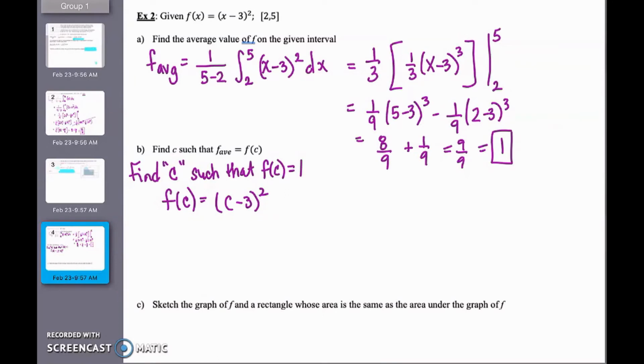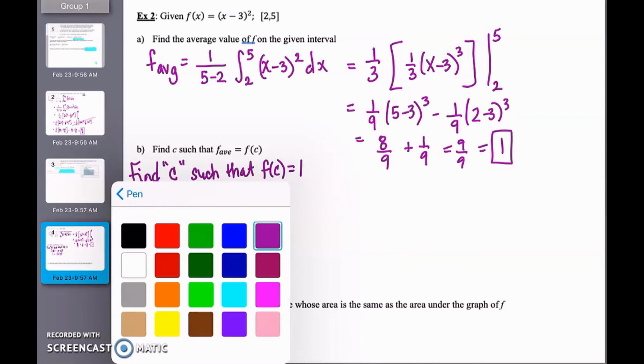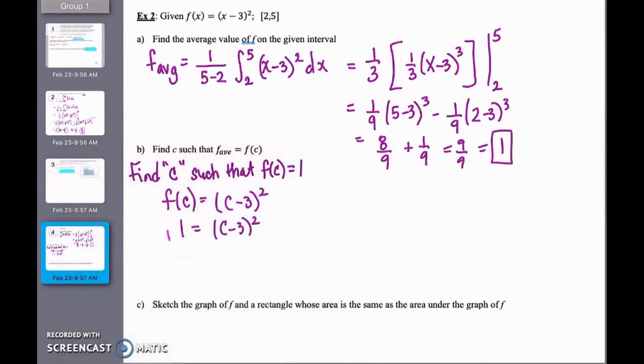But I know that f of c, I want f of c to equal 1. I want it to equal the average value of the function. So really, I want 1 to equal (c minus 3) squared, and I am just going to solve for c. So first thing, if I want to undo a squared, I'm going to use a square root. So I'm going to square root both sides here.